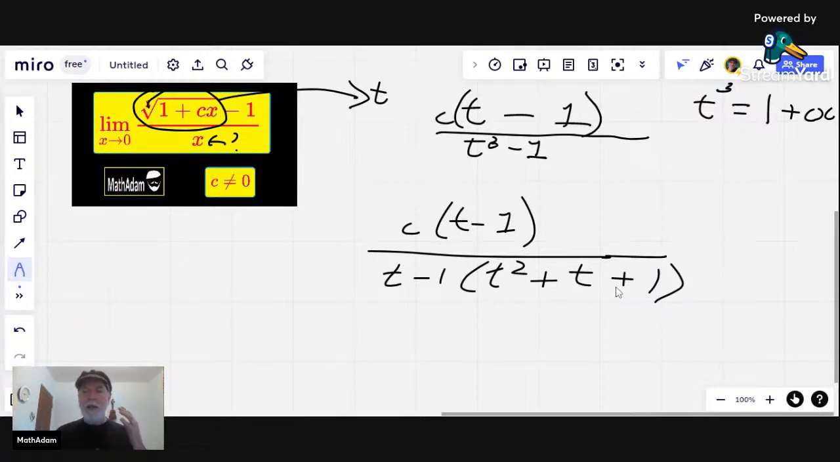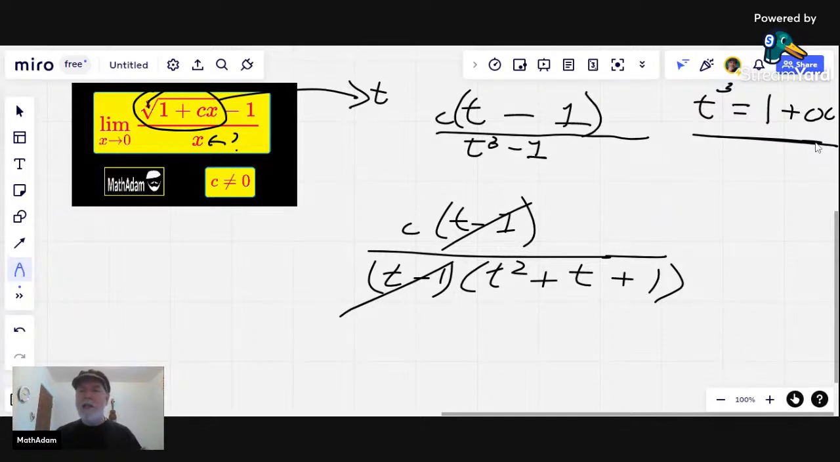And now, what do we do with that? Well, we're going to cancel out the t minus 1s. And then we're going to reevaluate this limit in terms of t. As I said, we have to go back and deal with our substitution. Let's have a little coffee here. Okay, so here's our thing over here in the corner. I hope you can see it.